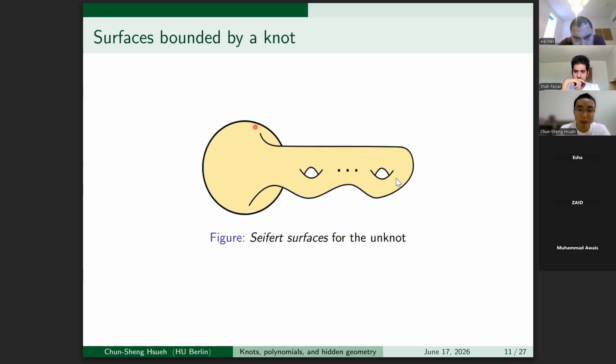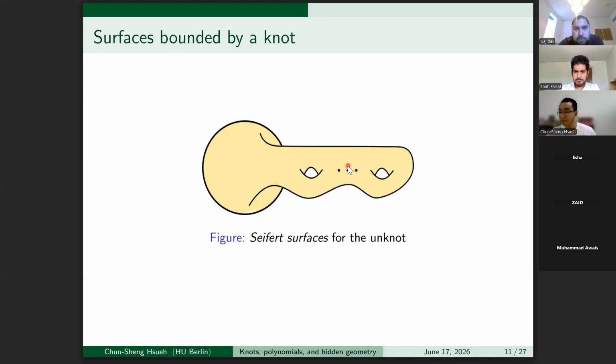I hope it's a little thicker, this unknot. So in particular, if the genus is zero, so if you don't have any holes, it's just the disk. The disk would be the simplest Seifert surface for the unknot. And as this example shows you already for the unknot, you have infinitely many Seifert surfaces because you can just add as many holes to this surface as you like.